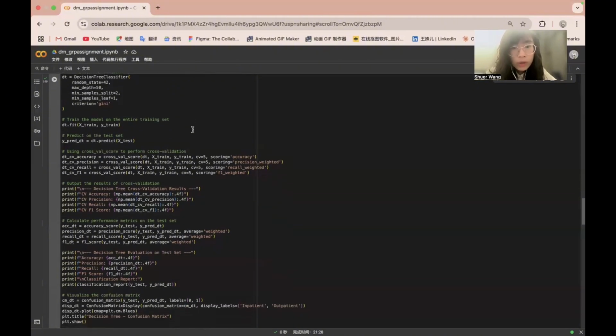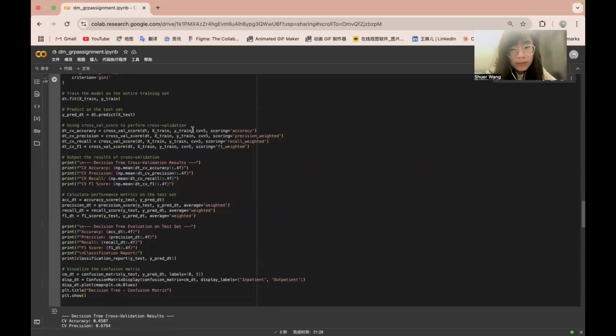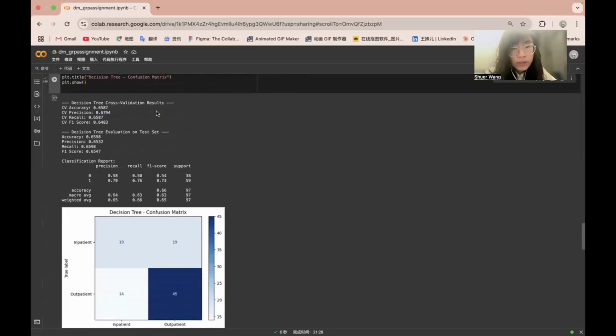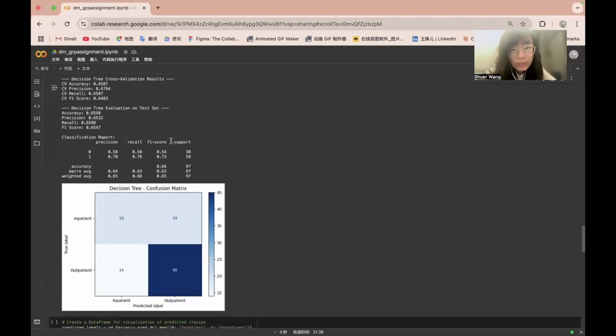After training the model, we evaluated its performance on the test set. Decision tree achieves the highest test accuracy among all three models with 65.98%, closely matching its cross-validation accuracy of 65.87%. The classification report showed higher recall for outpatients, which was 76%, but weaker performance for inpatients at 50%.